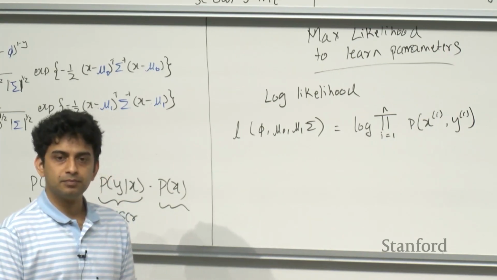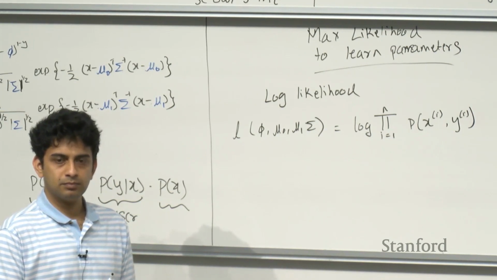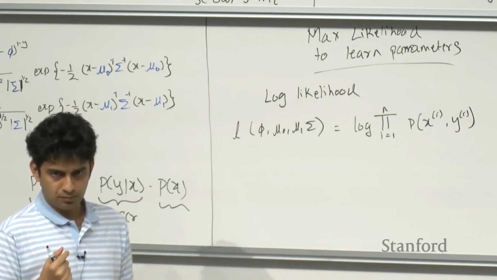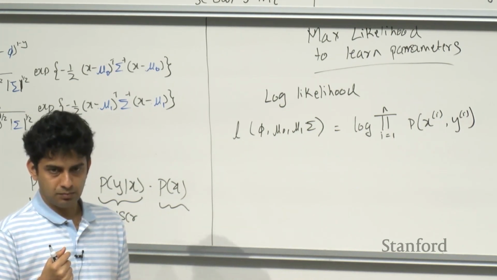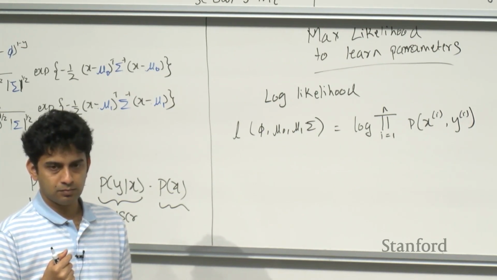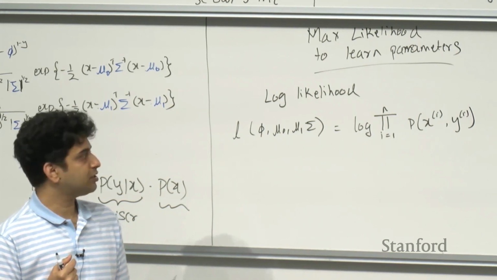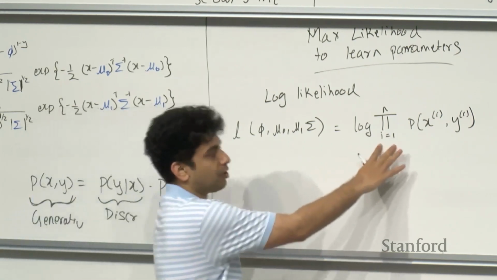But why does the product, so here the product makes sense, but why does the product make sense in the discriminative case? So the product is to say, over all the x comma y tuples in the training set, you take the product. So you want the likelihood that you have all those in the training set. But why does the product make sense in the discriminative case?